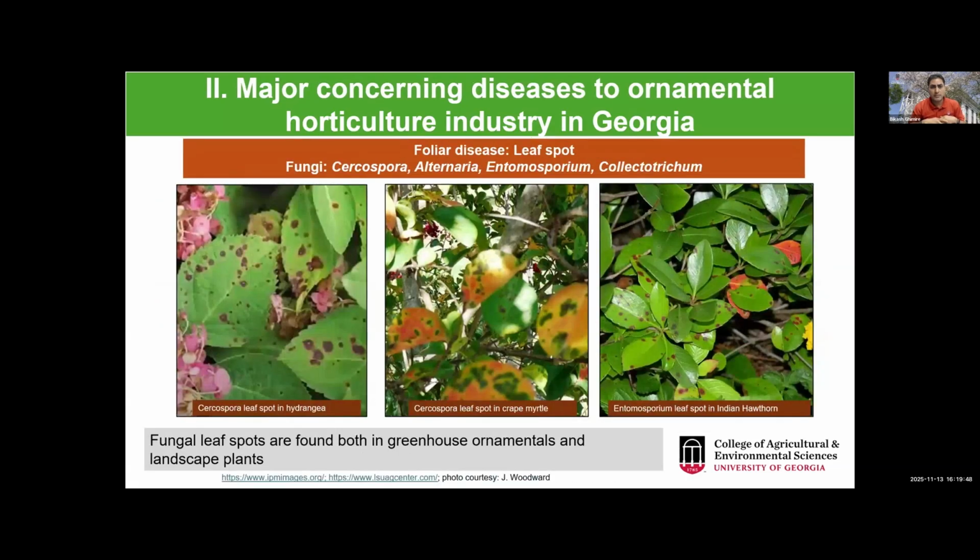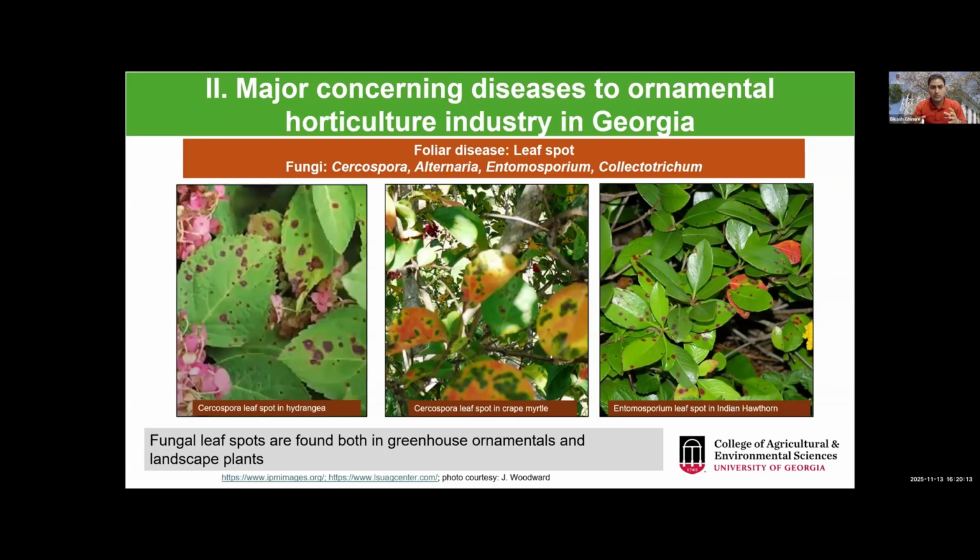The next category I have is foliar disease, where we have leaf spot. Leaf spot could be caused by several different fungi. I have listed Cercospora, Alternaria, Entomosporium, and Colletotrichum as some of the major culprits. And just to let you know, we have been doing some research on Cercospora leaf spot in crepe myrtle.